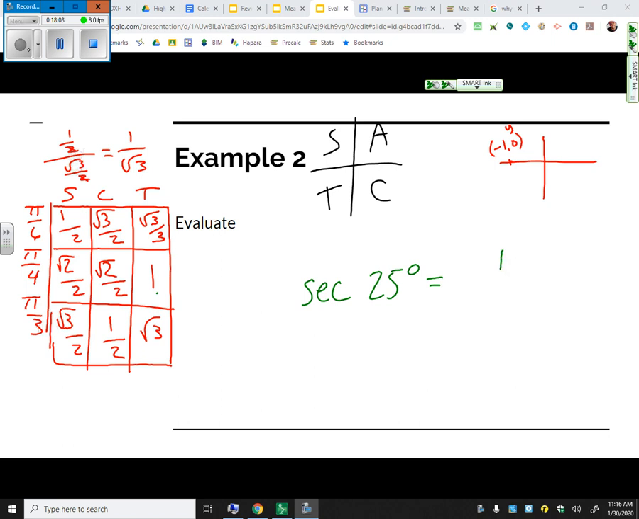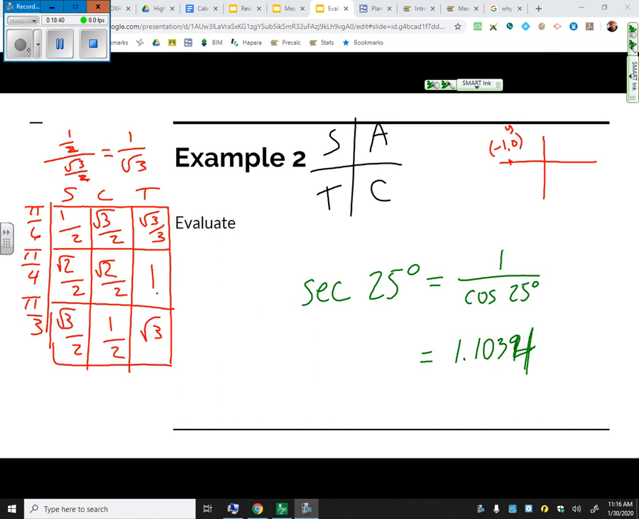Remember, this is just the reciprocal of cosine. So I can just hit 1 divided by that. Survey says 1.1039. Anybody confirm that? 1.034?